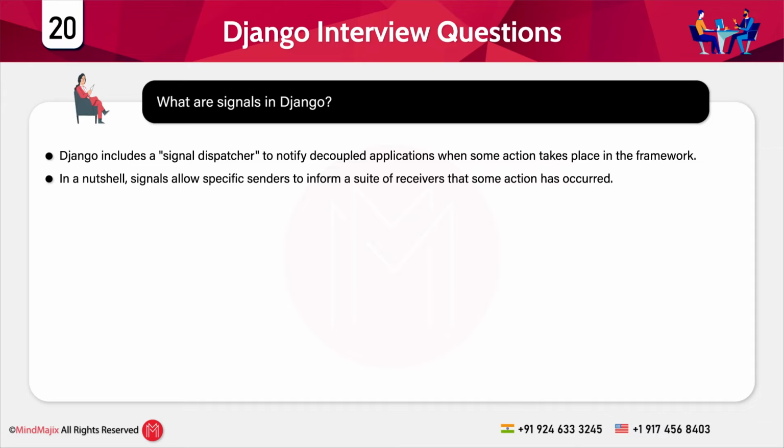There are various signals in Django such as django.db.models.signals.pre_save or django.db.models.signals.post_save. Okay. Apart from this, you also have django.db.models.signals.pre_delete or django.db.models.signals.post_delete. Okay, so these were some of the examples of the signals which are used in Django.